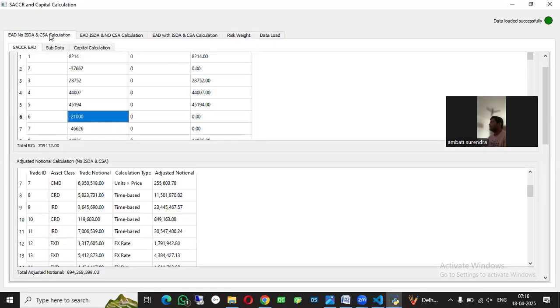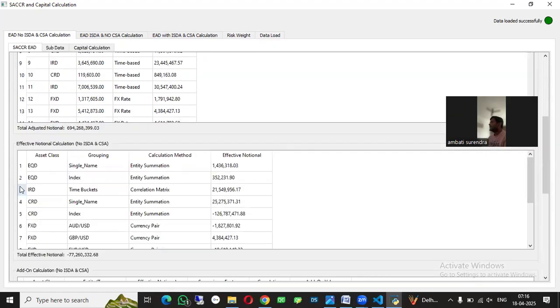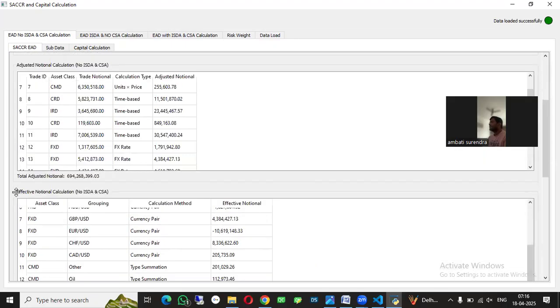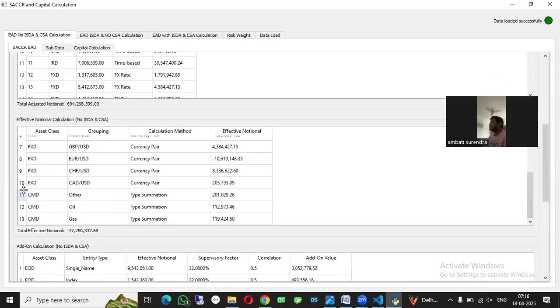So in the process of calculating the PFE, first we have to calculate the adjusted notional, effective notional, and finally the add-on. This total add-on is the potential future exposure. I'm not taking you through the step-by-step calculation. Maybe I can record another video to show how I'm coming up with each calculation, but I just walk you through at a high level, and my intention is to show you how the EAD is appearing in this tool.